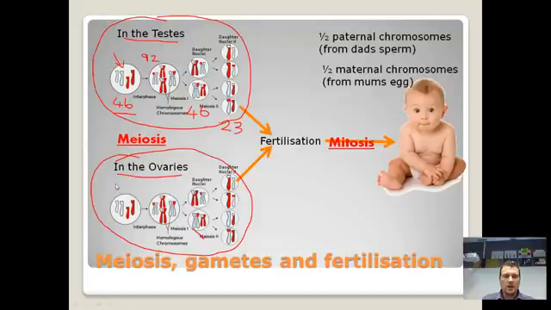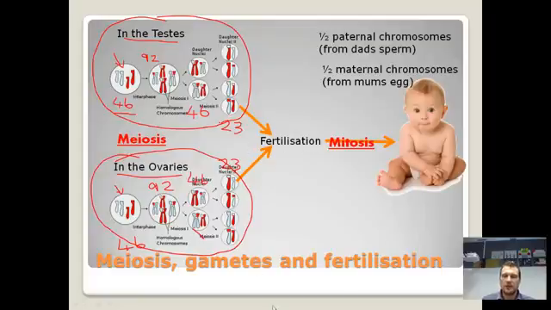Here we have the original parental cell, 46 chromosomes. DNA replication occurs, which means we've got twice as many chromosomes, because every chromosome is copied. We have a double up. That cell divides, which means that we're back down to 46 chromosomes. And because it divides again without any copying going on, we get half the number of chromosomes in the gametes.